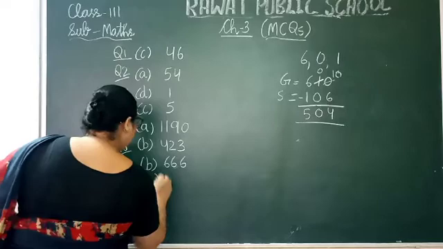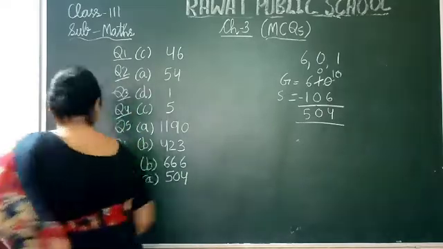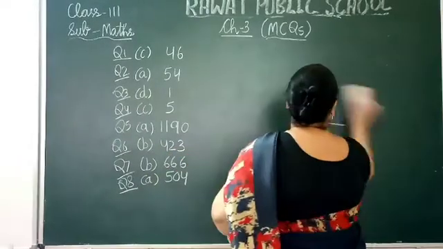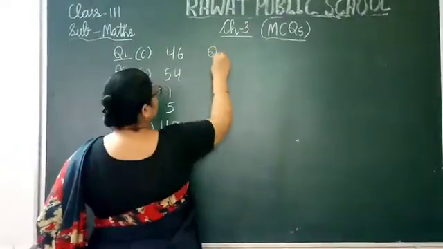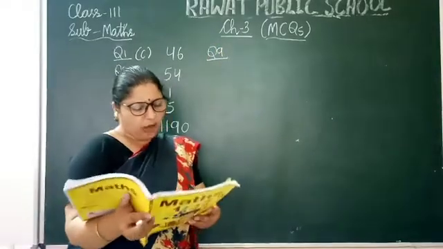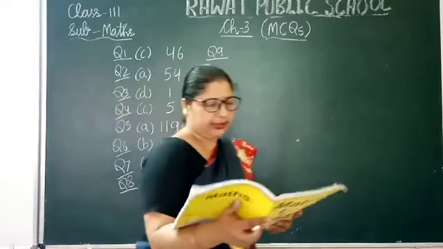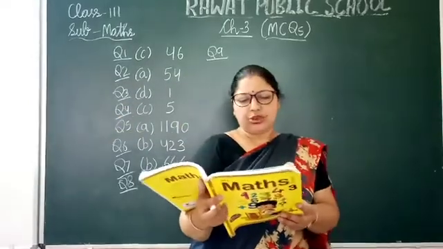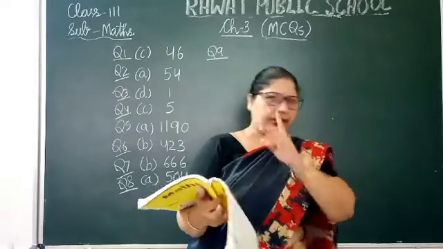Question 8. Option number A, 504. Write down, students. Now question number 9. Question number 9 is, what number should be added to 367 to get 400? What number should be added to 367 to get 400?